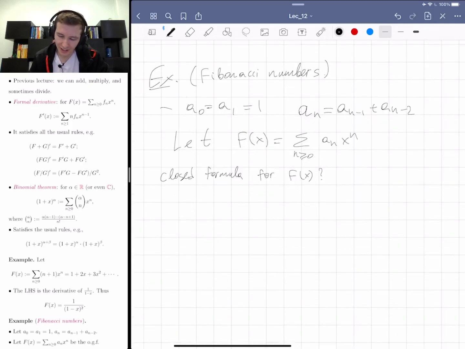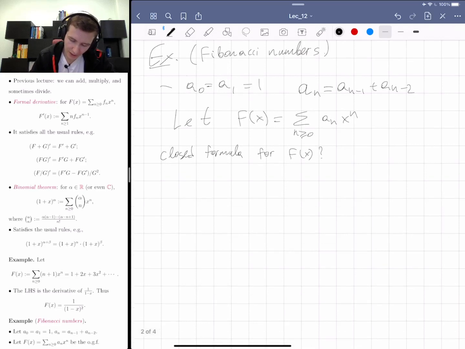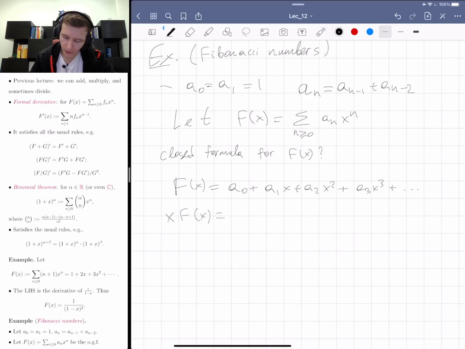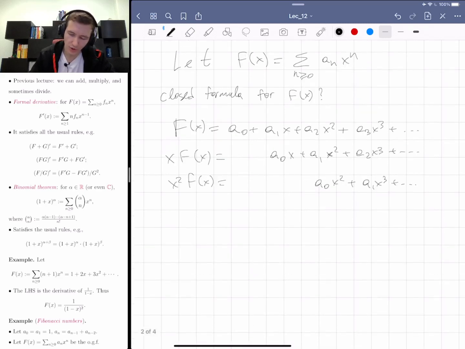All right, so indeed, let's try f of x equals a0 plus a1 x plus a2 x squared plus a3 x cubed, etc. And then if you write x times f of x, you're going to get a0 x plus a1 x squared plus a2 x cubed, etc. And then if you take x squared f of x, then you get a0 x squared plus a1 x cubed plus etc.